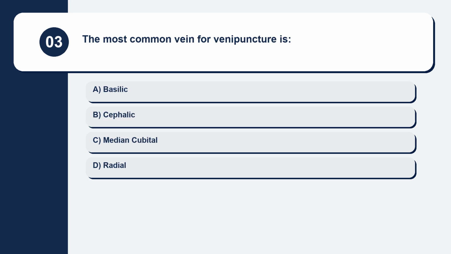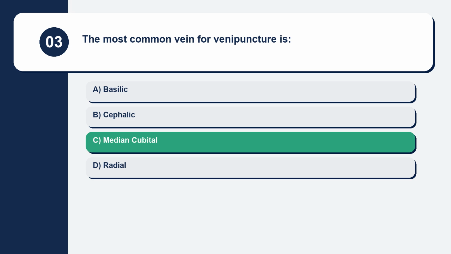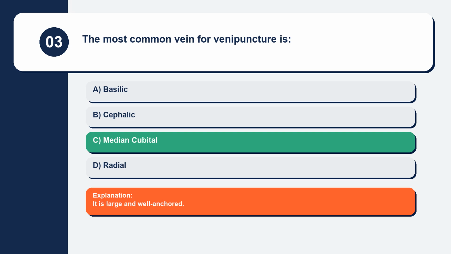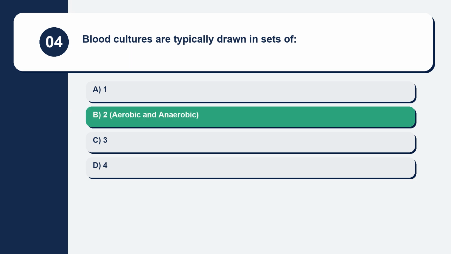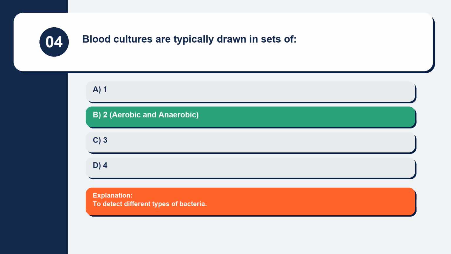Question 3. The most common vein for venipuncture is: basilic, cephalic, median cubital, radial. It is large and well anchored. Question 4. Blood cultures are typically drawn in sets of: 1, 2 aerobic and anaerobic, 3, 4. To detect different types of bacteria.